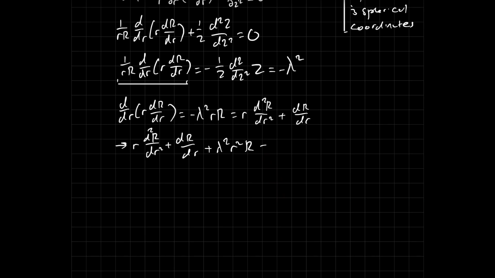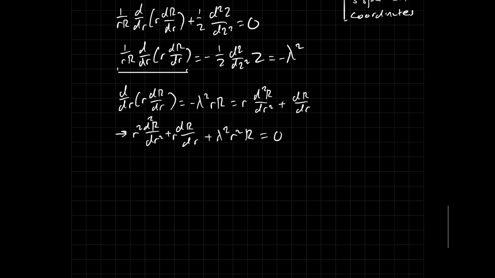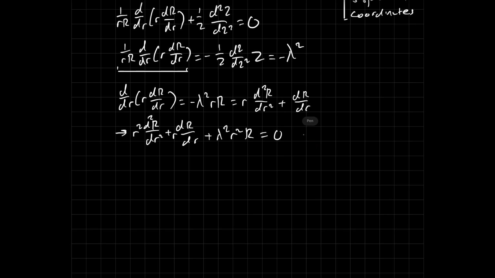Which kind of makes sense because we're dealing now in more circular coordinates. But over here, we do need to do a little bit of modification. So we just multiply everything by r. And we get the equation that we're looking for. So this is going to be Bessel of 0th order.